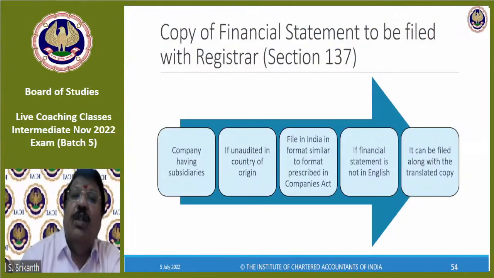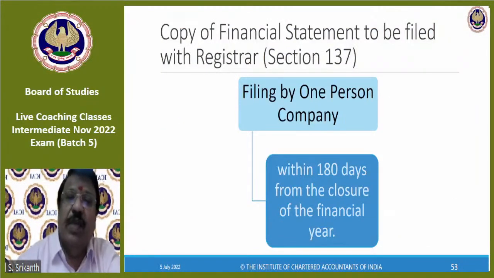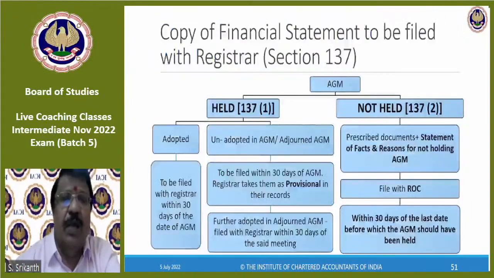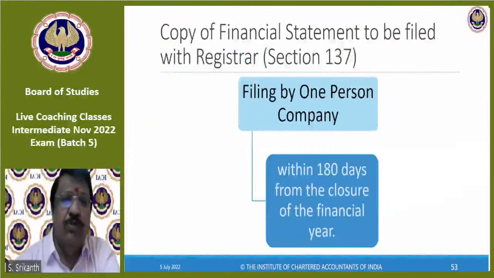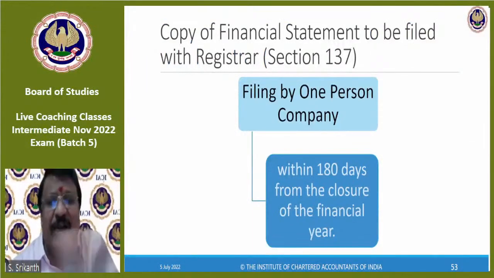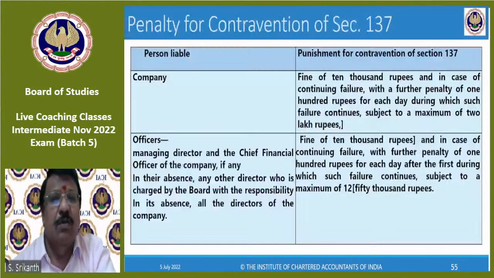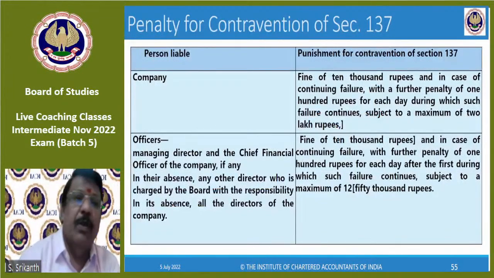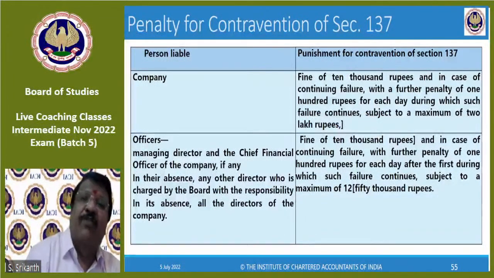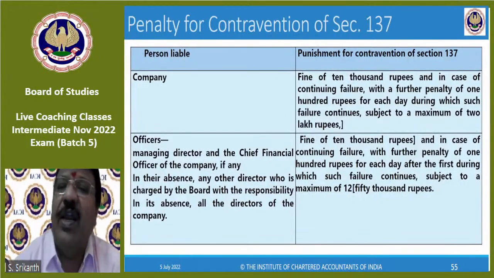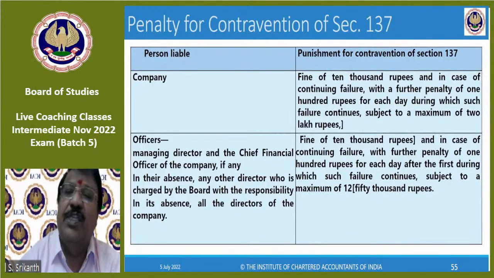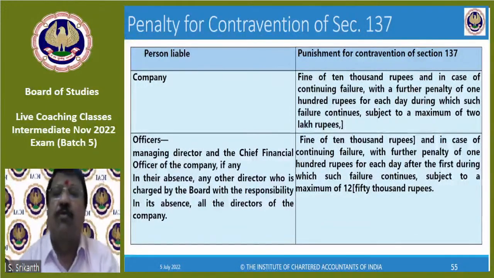Non-compliance with Section 137, any of these provisions, XBRL, filing, anything. You notice one thing, every section here will have a penalty clause. Okay? So, a fine of 10,000 rupees for the company, and in case of continuing failure, 100 rupees for each day, subject to a maximum of 2 lakh.